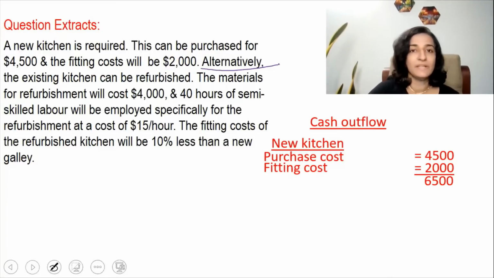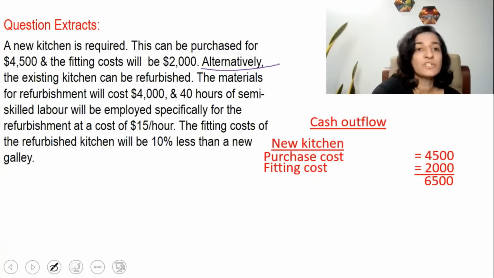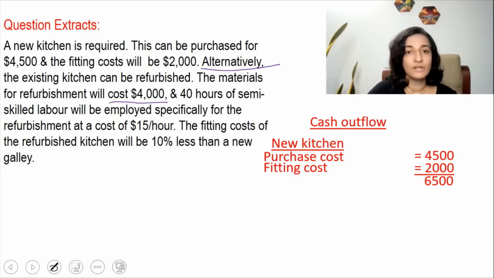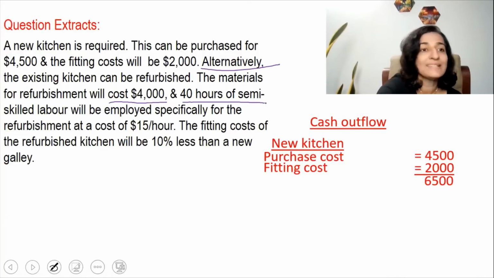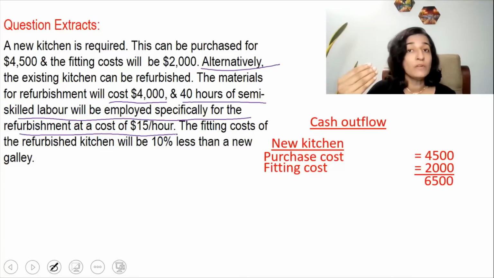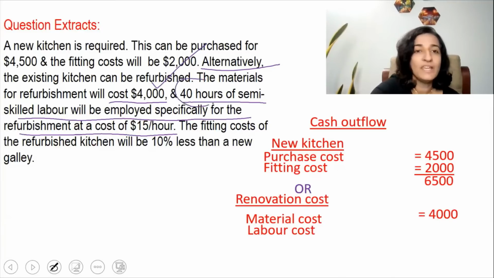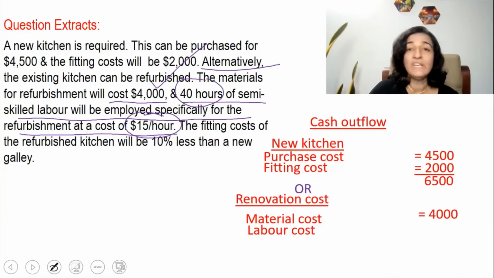So the total cash outflow for option 1 is $6,500. Alternatively, that's the second option, the existing kitchen can be refurbished. That is, it can be renovated. The materials for refurbishment will cost $4,000 and 40 hours of semi-skilled labor will be employed specifically for the refurbishment at a cost of $15 per hour. So if you're going for option 2, what is the cash outflow? The renovation material cost is $4,000. That's coming from here. And the labor cost is 40 hours multiplied by $15 per hour.